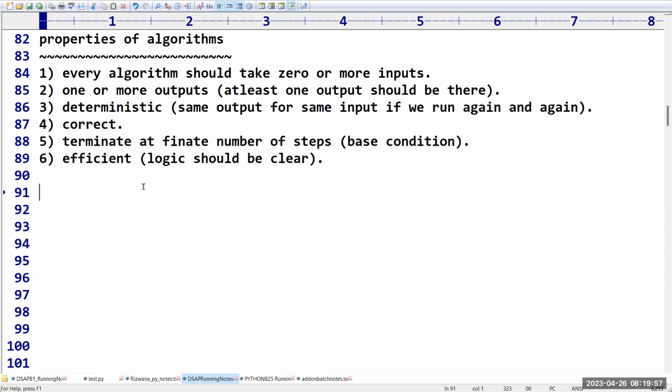I think these properties are very clear for you, right? Can you please confirm any doubts up to this? Sir, the first point, every algorithm should take zero or more inputs. Does zero here mean a value zero, or does it not have any significance? No, wait one second, I will clarify your doubt.